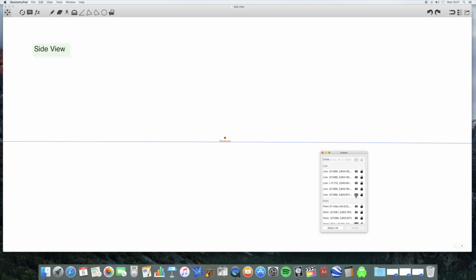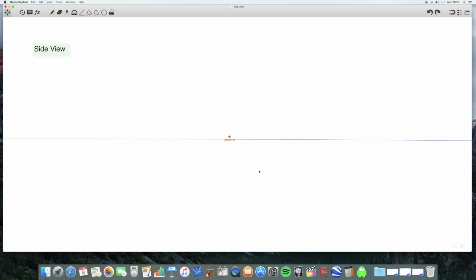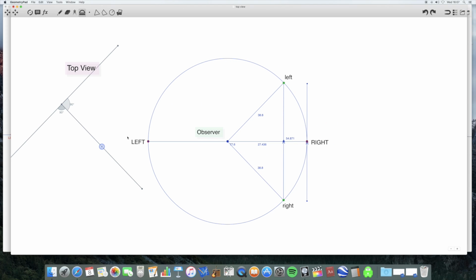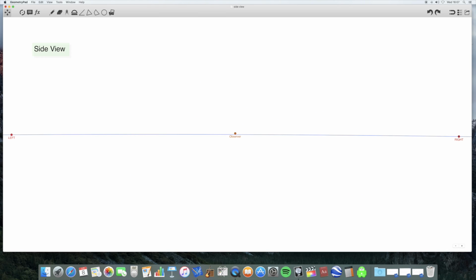So I can get rid of that line just now. So I want to consider a few things on this diagram. Now, first of all, I've drawn the left-hand side of the horizon and the right-hand side of the horizon. So if I get this back up again, this point left and right correspond to left and right here. And you can see the observer is a little bit above.